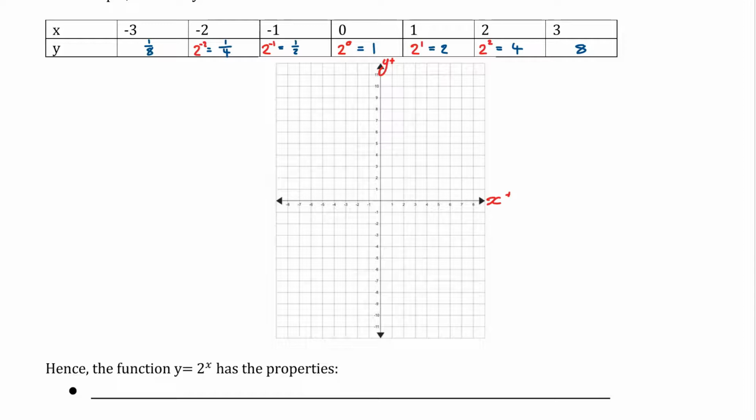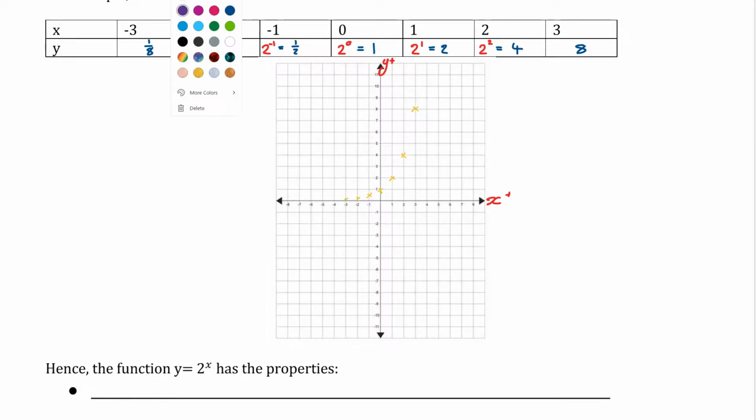If I plot all the points, we can see that when x is 0, y is going to be 1, like so. And when x is 1, y is 2. When x is 2, y is 4. And when x is 3, y is 8. Now, if we tried to plot when x is 4, then we'd be off our Cartesian plane here, so we won't bother plotting that one. Now, going across into the negatives, when x is negative 1, notice the value of y is a half. For negative 2, it's a quarter, and for negative 3, it's an eighth.